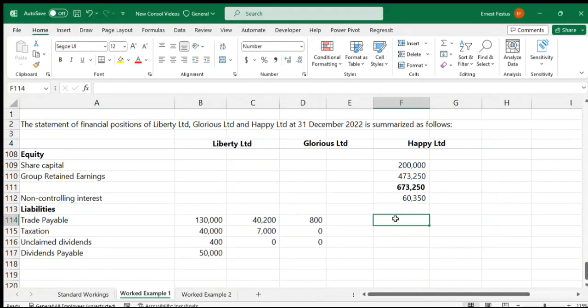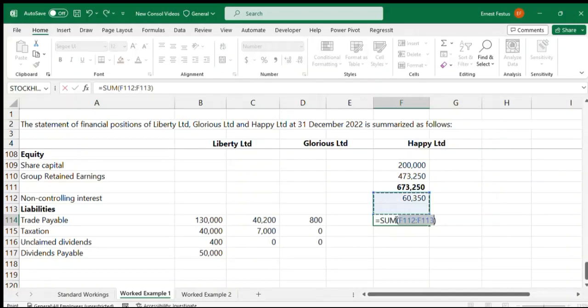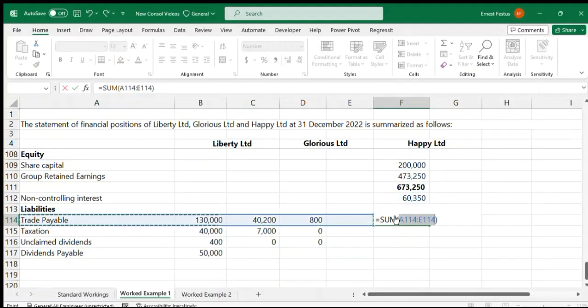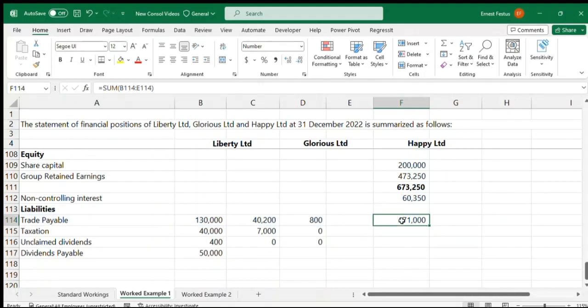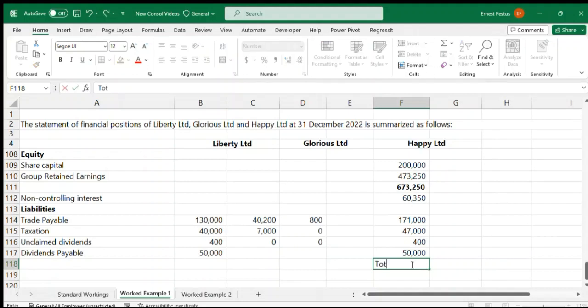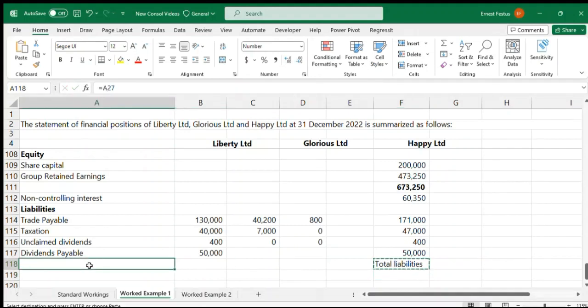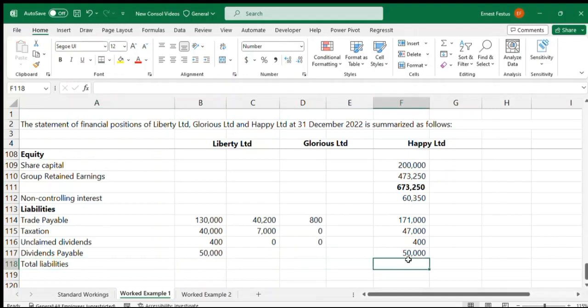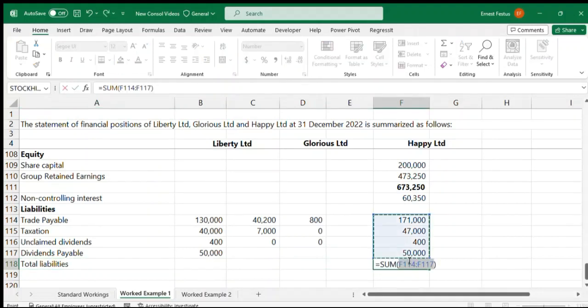So I'll just add everything together. I'm just going to have equals, and what I'm doing is adding everything together. Then I can copy my formula too. Alright. Then we have total liabilities. These are actually only current liabilities. We don't have long-term liabilities. Sorry. So I'll come here and put my total liabilities here, and then the total equity and liabilities is this.